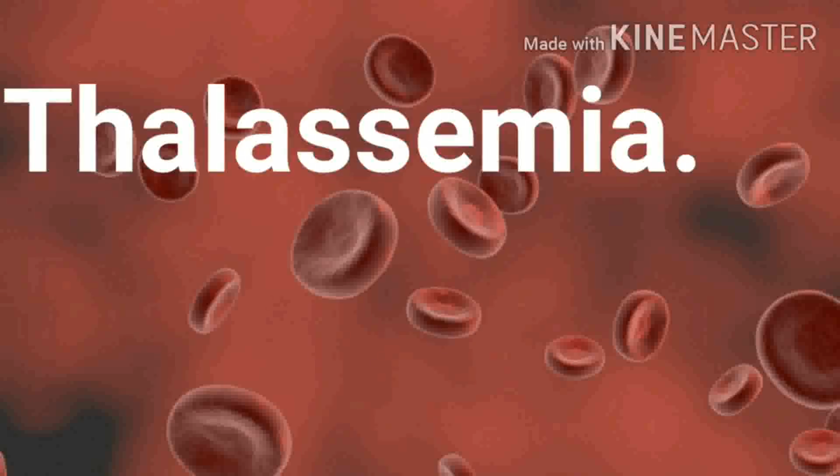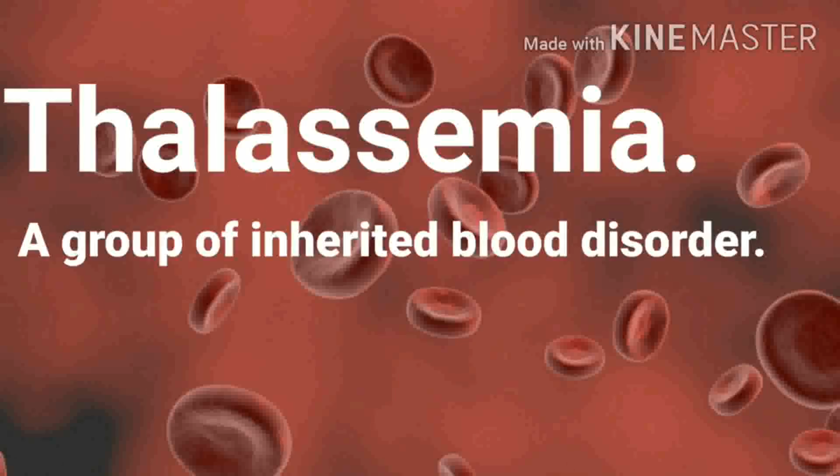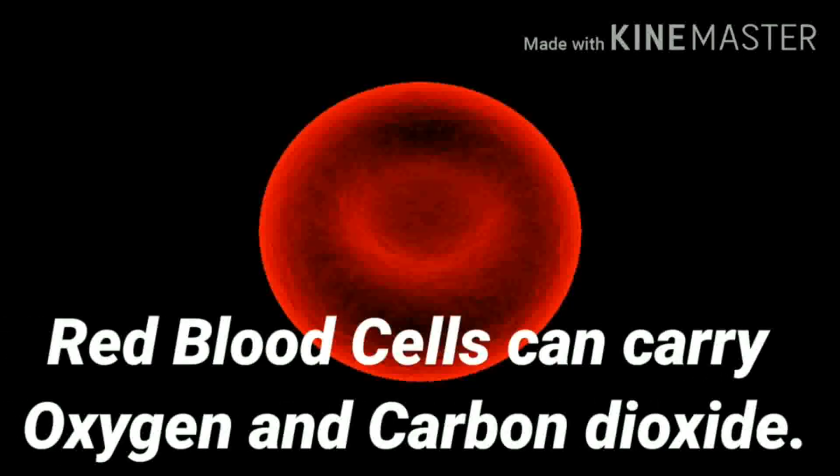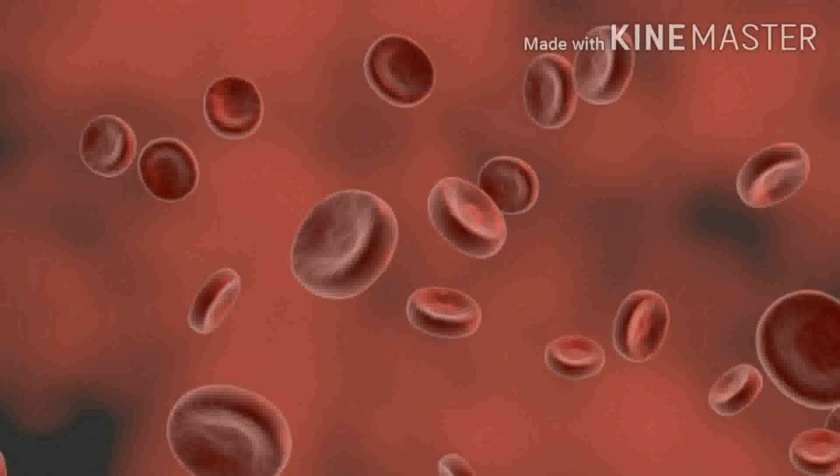Let us learn some more important facts about thalassemia. Thalassemia is a group of inherited blood disorders characterized by mild to severe anemia caused by hemoglobin deficiency in the red blood cells. Anemia means lack of sufficient red blood cells or hemoglobin. The function of red blood cells is to carry oxygen and carbon dioxide. In individuals with thalassemia, the production of the oxygen carrying blood pigment hemoglobin is abnormally low.